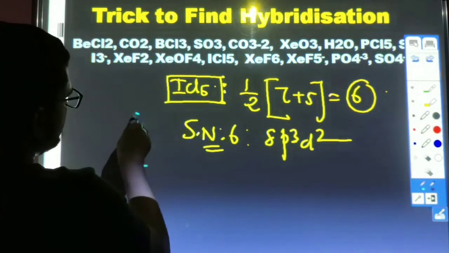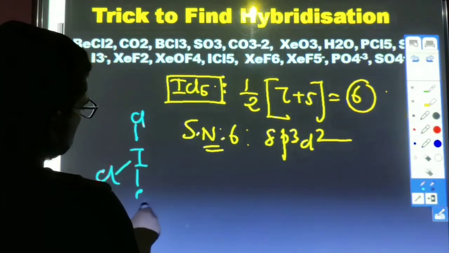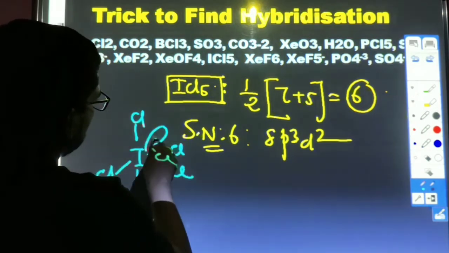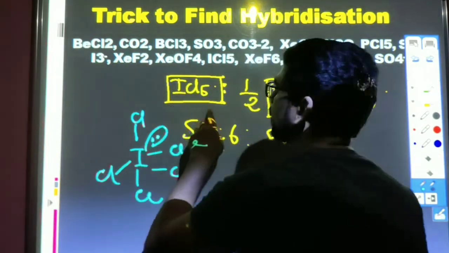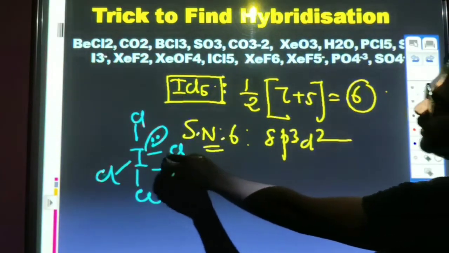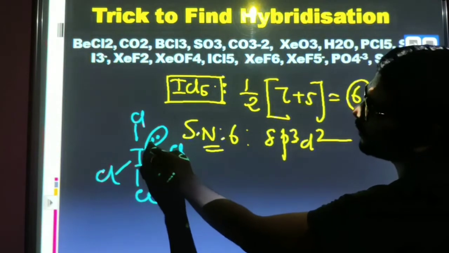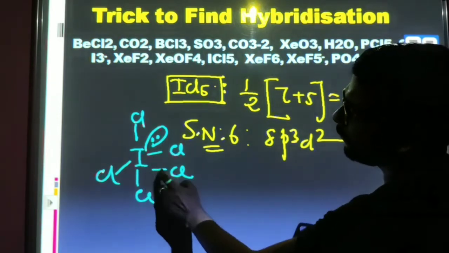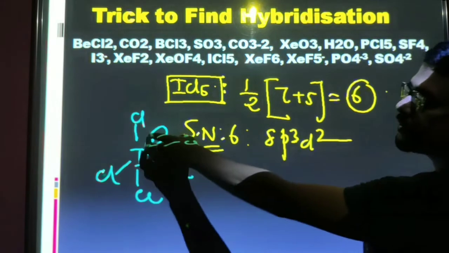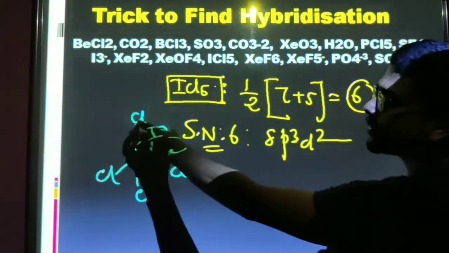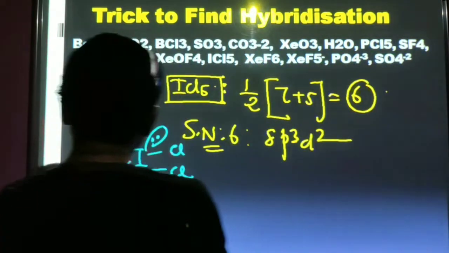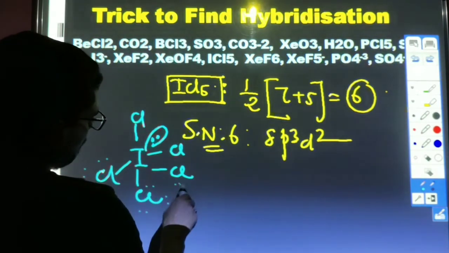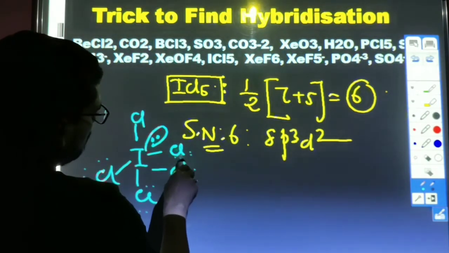I, Cl, 1, 2, 3, 4, 5. Okay, iodine has 7 electrons in its valence shell, so it has used basically 7 electrons. 1, 2, 3, 4, 5, 6, 7. So iodine used 7 electrons. Okay, so this is the correct Lewis structure. Of course, you have to put the lone pair on Cl.